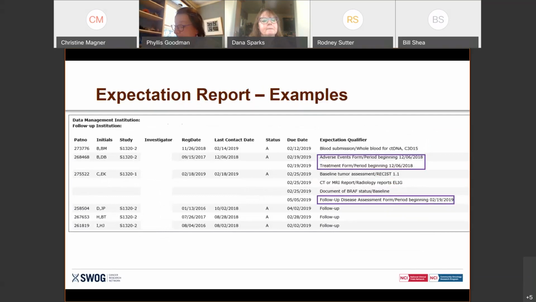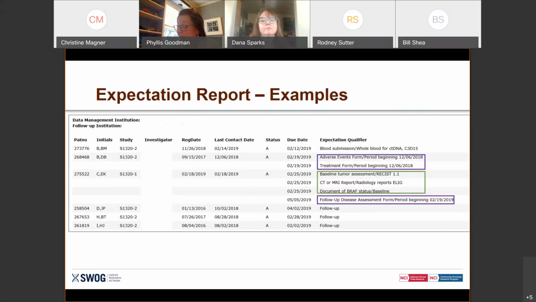Here's how the different kinds of expectations display. For the dynamic expectations, those that are posted with reporting periods and due dates dependent on the patient's last visit, they appear as such, with information about the time period being covered. Here are a few examples. Next slide.